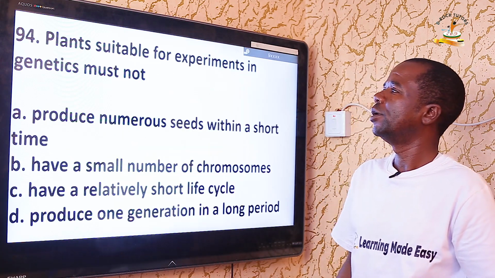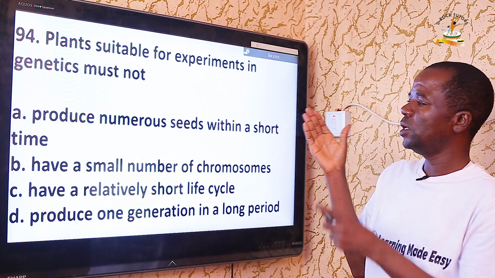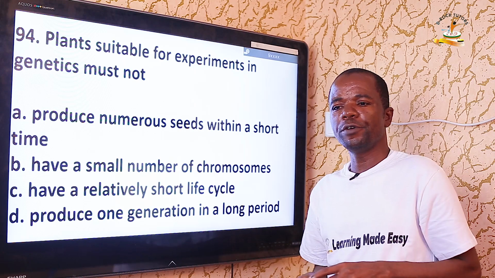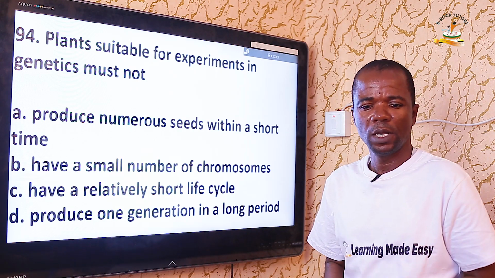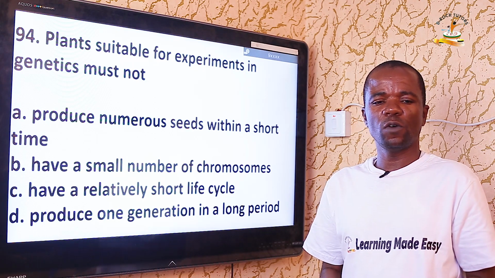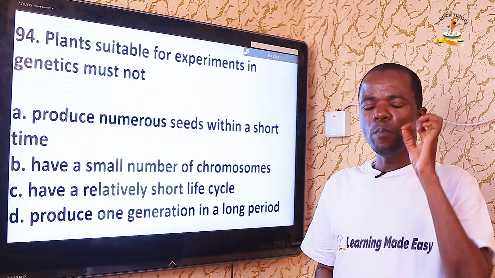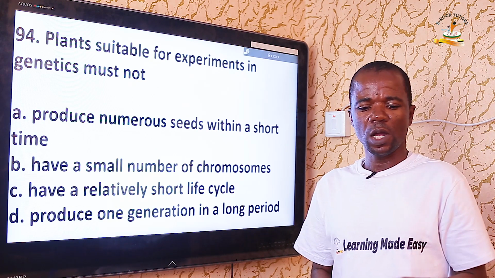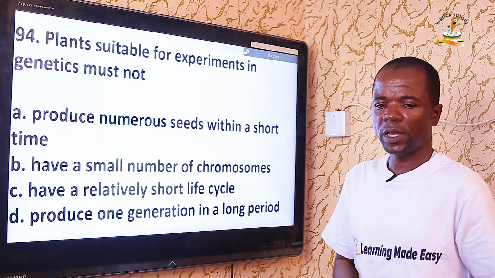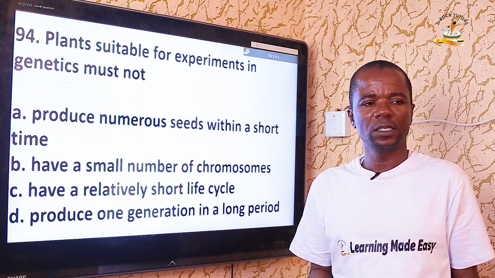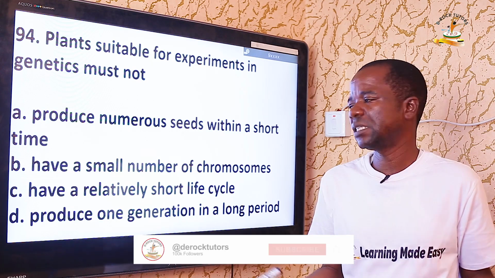Number 94. Plants suitable for experiment in genetics must be dash. Now, if we remember when Gregor Mendel was carrying out his famous experiment that led to the modern development of genetics, he carried out the experiment on the pea plant. And one of the major characteristics of pea plant that made it so suitable and successful for Gregor Mendel is the fact that pea plants are annual plants. And by annual plant, it means that they actually have a short lifespan.